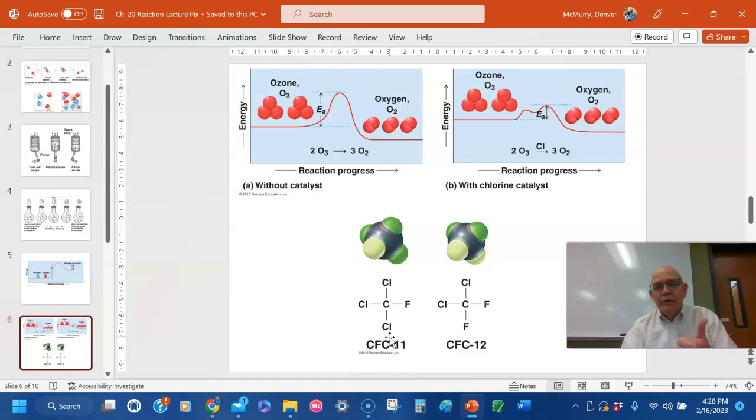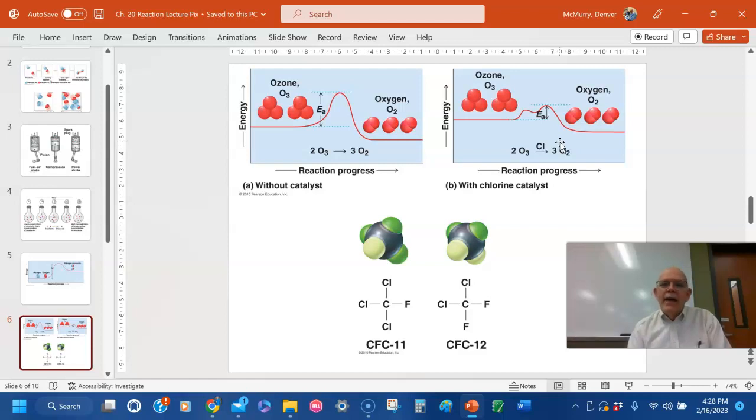The Freon that was in air conditioners and refrigerators and things like that used to have these in it. Now they use different ones, okay? Because the chlorine acted as a catalyst to destroy the ozone layer. All right. So a catalyst is something that helps speed up the reaction, and one of the ways it can do that is by lowering that energy it takes to make it happen.